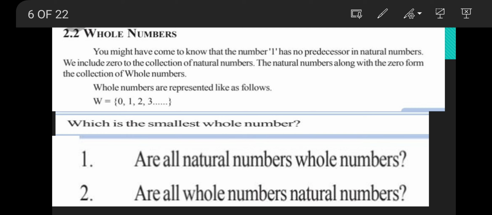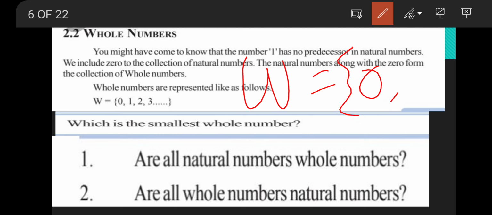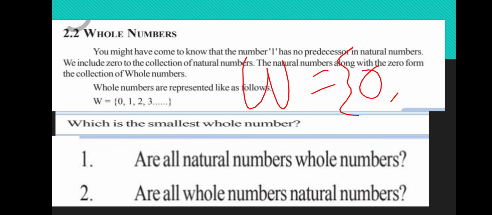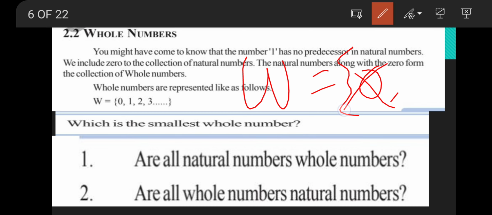So whole numbers are represented by W, and they will start with 0, 1, 2, 3 and so on. Are all natural numbers whole numbers? Yes, because if you remove the 0, the remaining 1, 2, 3 are called natural numbers. So if you add 0 to the natural numbers, we will get whole numbers. So all natural numbers are whole numbers.